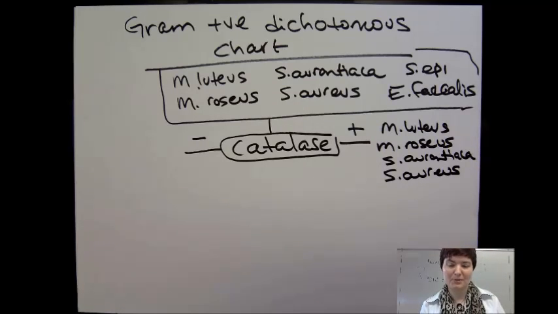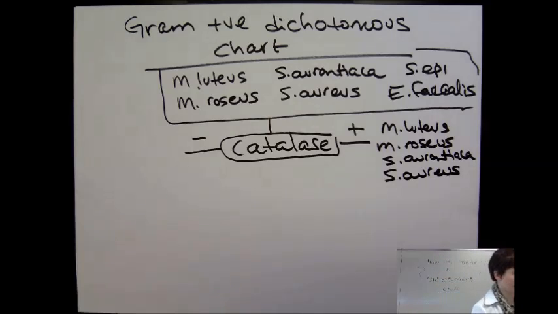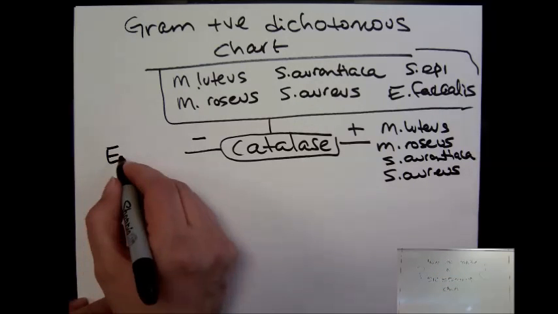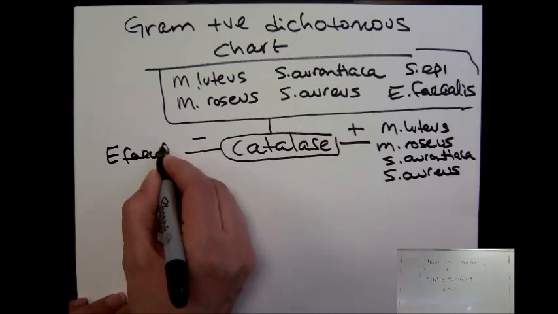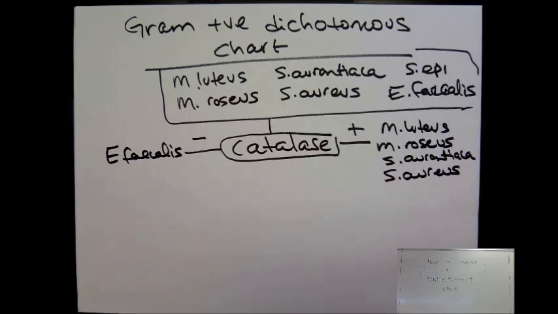Oh, and I misspoke earlier, so it looks like there's only one that's negative for this test, E. faecalis. Look at that. So if we were so lucky as to get a negative for catalase, we would have our answer right away. Are we done? Well, we're only done if we're so lucky that we got E. faecalis. We don't know what we get.